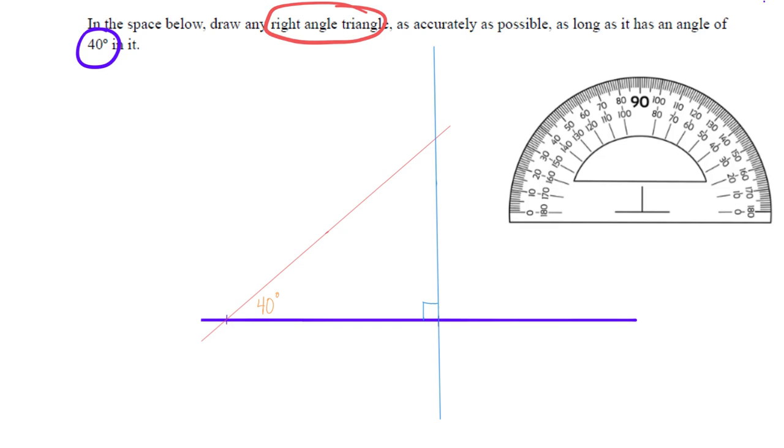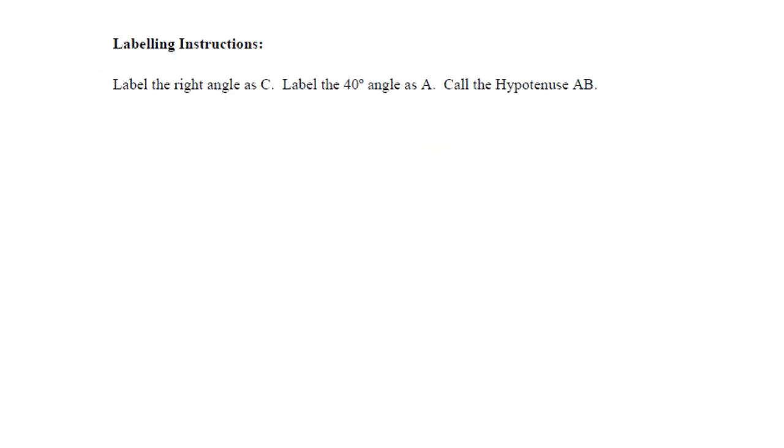Okay, in order to talk about this triangle easily, we're going to label it in a particular way. So take a look on your page. We're going to go through some labeling instructions. At the very beginning, label the right angle as C. Once you label the right angle as C, then label the 40-degree angle as A. We're going to call the hypotenuse AB. That means the other angle has to be called B.